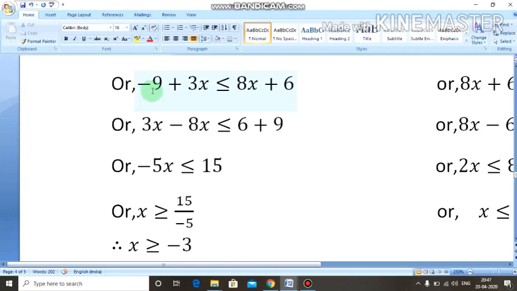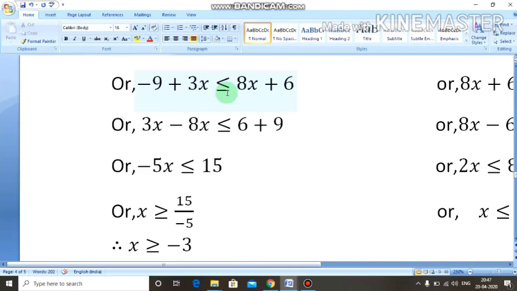Here actually this is the part of the answer, but just observe this part only. Minus 9 plus 3x less or equals to 8x plus 6. Clearly this is an inequation, since in between the left hand side and right hand side an unequal sign, less or equals to, is there. So we have to solve this problem.